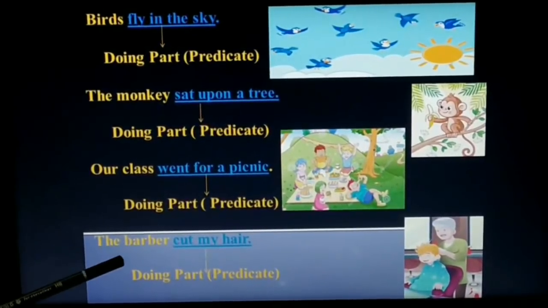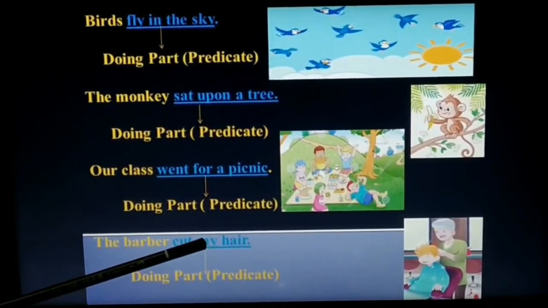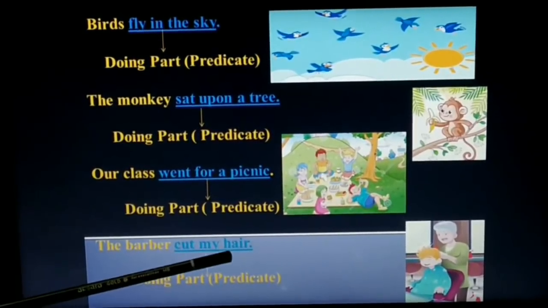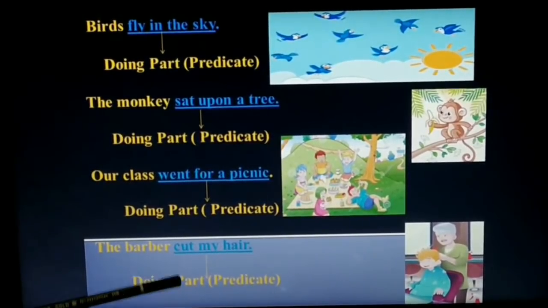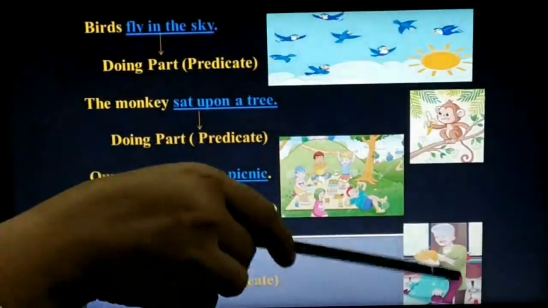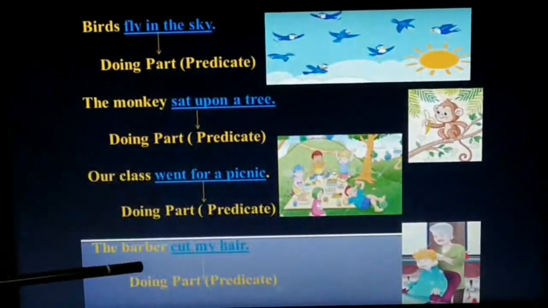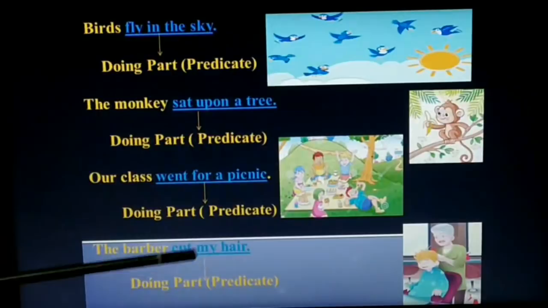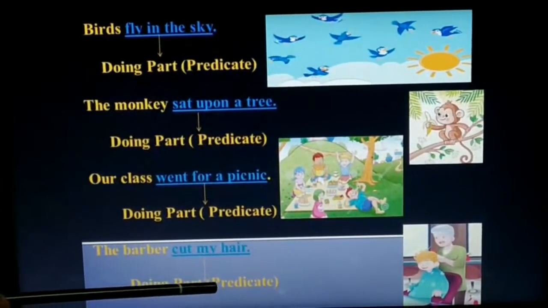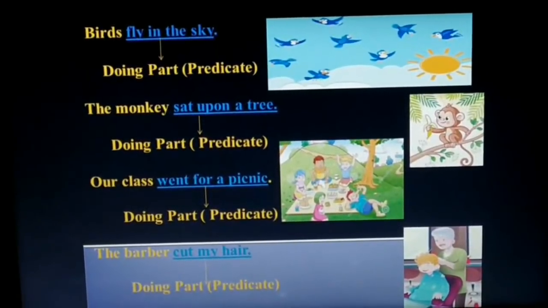The barber cut my hair. Cut my hair is the doing part. Can you see the barber cutting the hair? So, the barber cut my hair. In this, cut my hair is the doing part, the predicate. Is it clear?